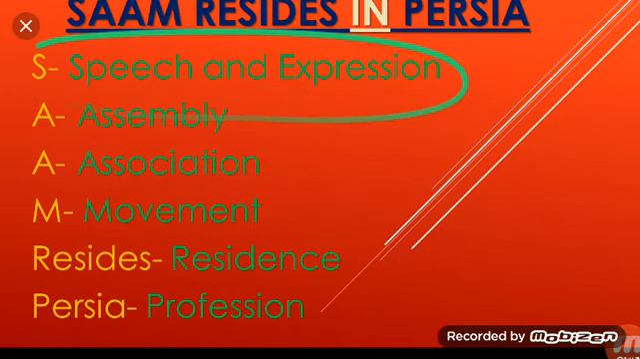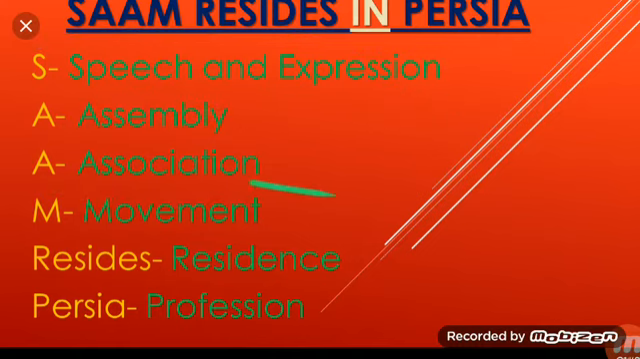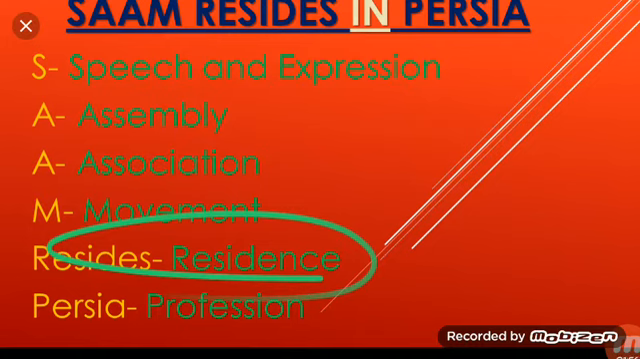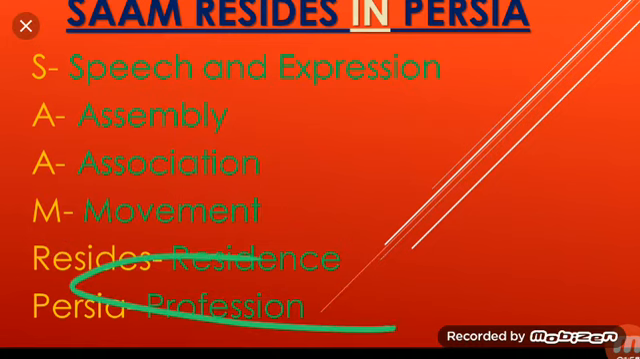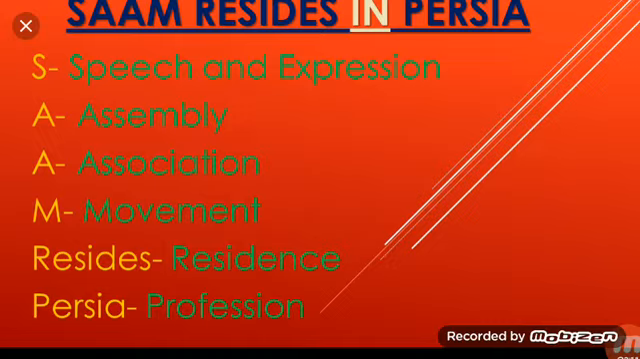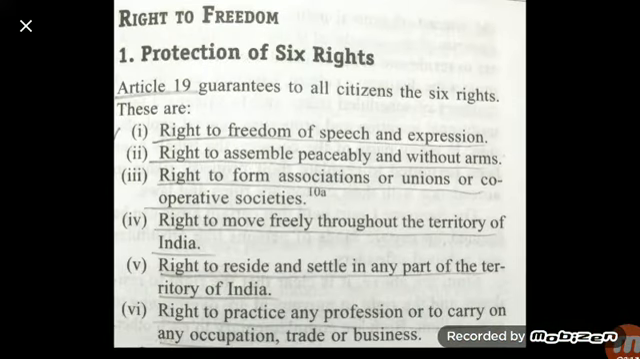So S stands for speech and expression, A stands for assembly, A stands for association, then M stands for movement, R stands for residence, and P stands for profession. Okay, you have to remember these things. If you remember these things, then the following task will be a cakewalk for you. So here the different articles will be correlated by this trick itself.